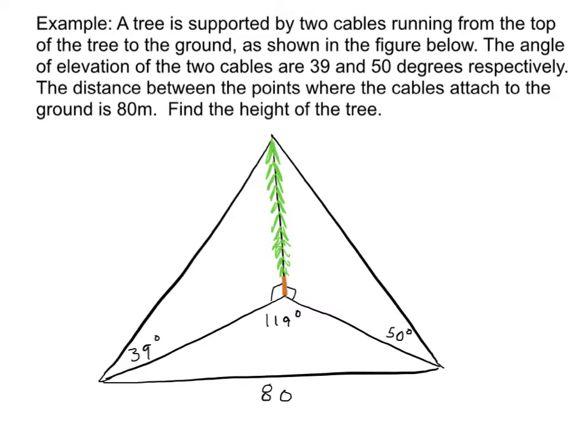A tree is supported by 2 cables running from the top of the tree to the ground. In case you can't tell, this is the tree, as shown in the figure below. The angle of elevation of the 2 cables are 39 and 50 degrees respectively. So this is ground level down here. You've got a cable going up to the top of the tree that has a 39-degree angle of elevation, and this is a 50-degree angle of elevation. The distance between the points where the cable is attached to the ground is 80 meters. So you've got this as 80 meters here, and the question says find the height of the tree.